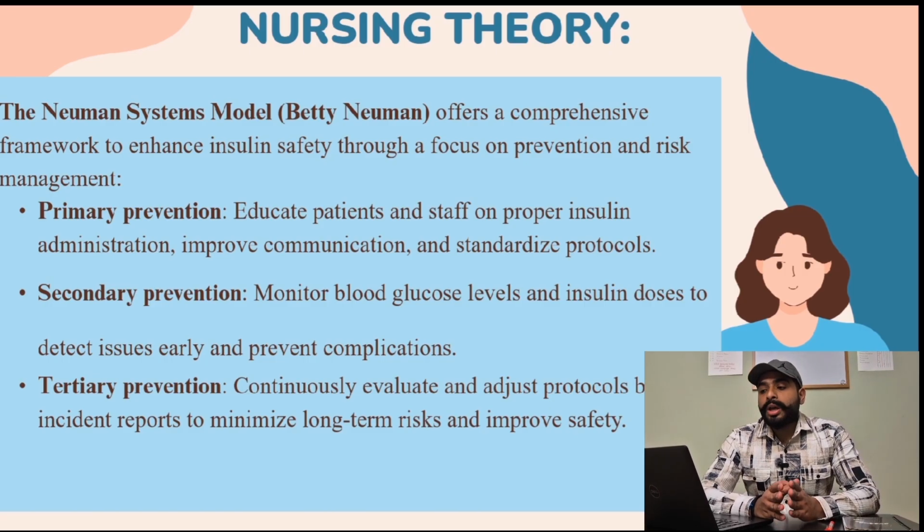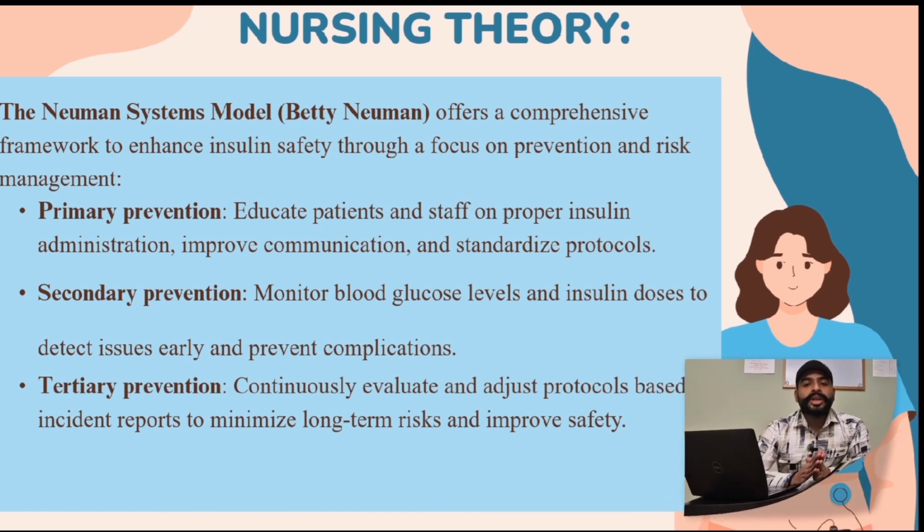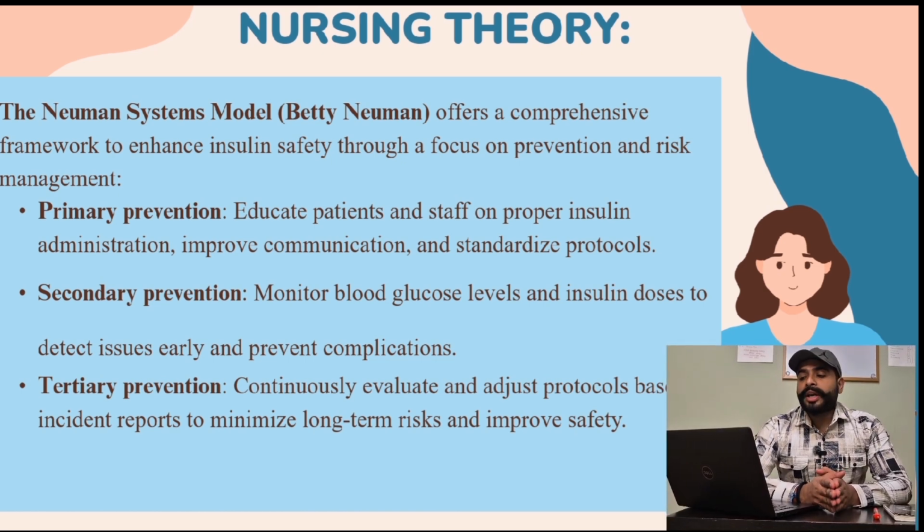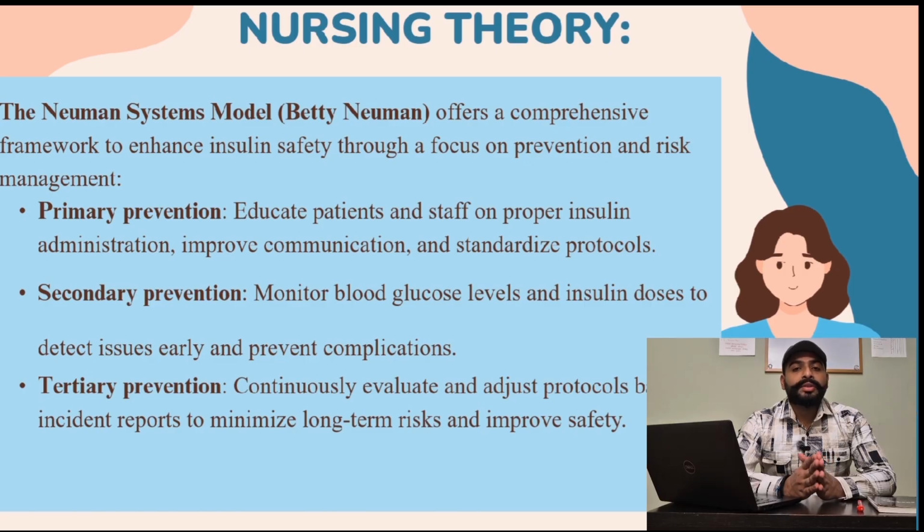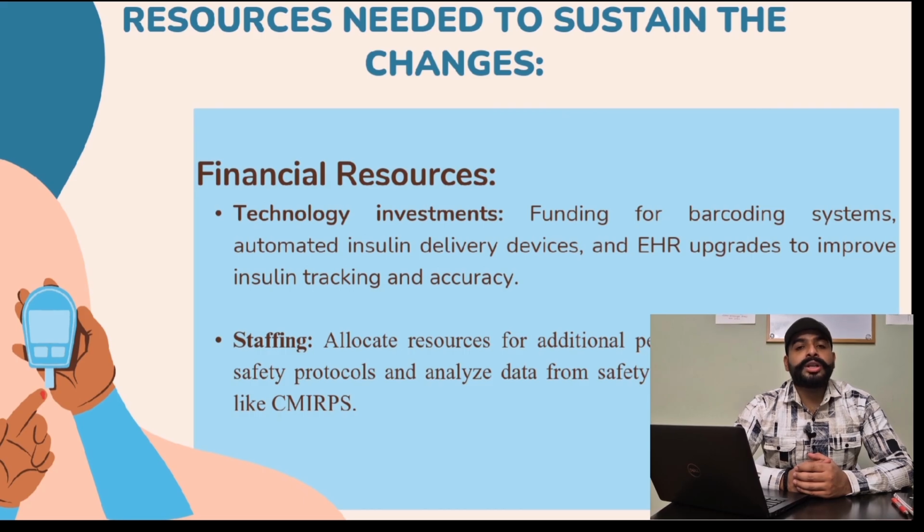So first we will talk about primary prevention. Nurses can prevent these errors by educating both patients and staff on proper insulin administration and improving communication during patient handoffs. Then comes secondary prevention, which includes real-time monitoring of blood glucose levels and insulin doses that allows for early detection of issues, enabling timely interventions to prevent complications such as hypoglycemia and hyperglycemia. Lastly, we have tertiary prevention, which includes ongoing evaluation and adjustment of protocols.